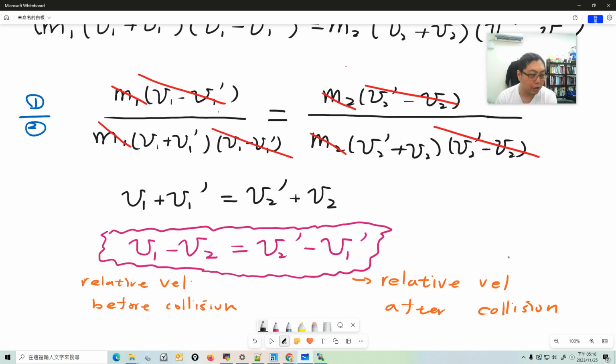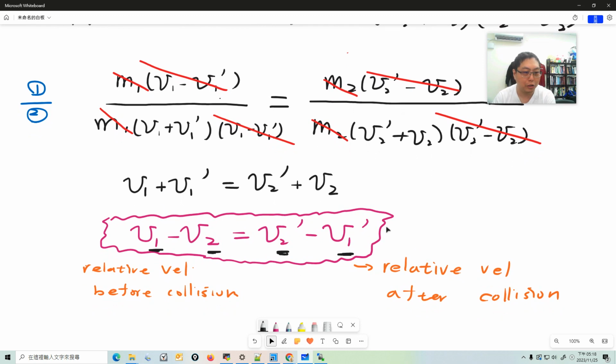Because the left-hand side is 1 minus 2 and the right-hand side is 2 minus 1. Be careful. Both sides are relative velocity, the left-hand side before the collision and the right-hand side after the collision, but the relative index is different. Just be careful: left-hand side 1 minus 2 and right-hand side 2 minus 1. And you cannot reverse it. Don't reverse it.